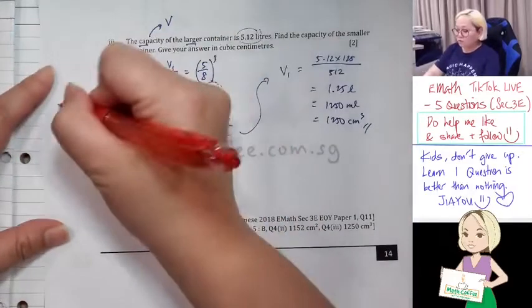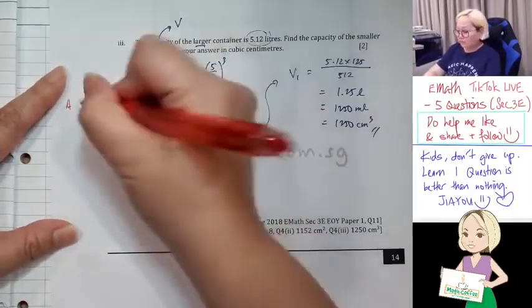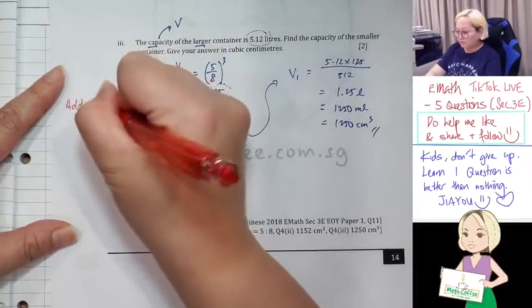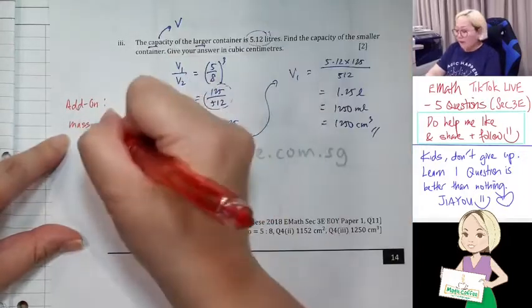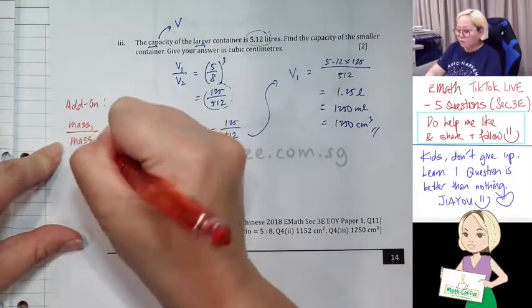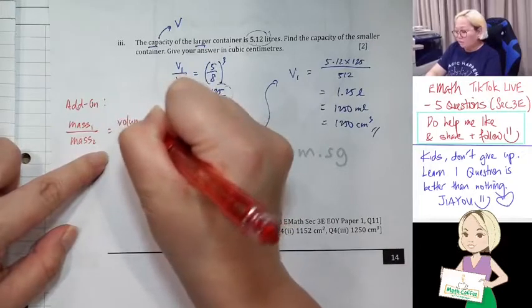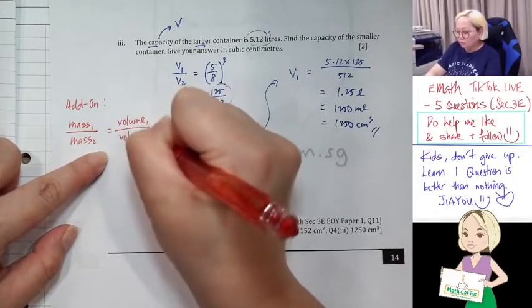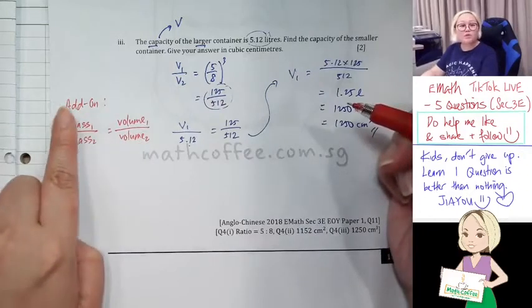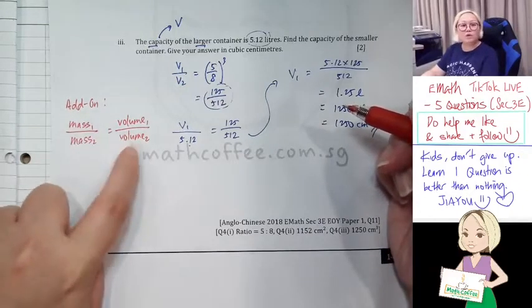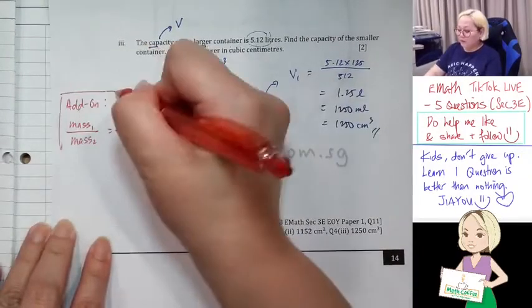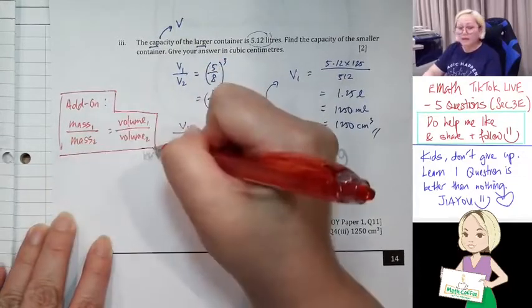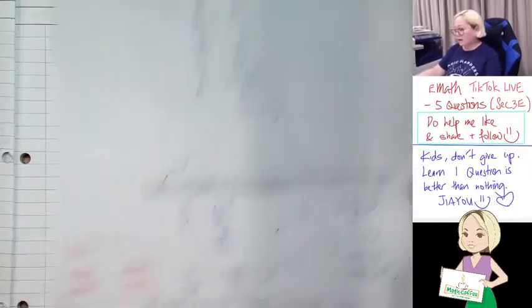And maybe just additional information for you. This is just add on. When they talk about the mass, mass 1 over mass 2 is the same as volume 1 over volume 2. The ratio is the same. So when they ask you for mass, you still use the volume 1 over volume 2 ratio. I put in red color just to let you know that it's not related to the question, but it's related to the topic.